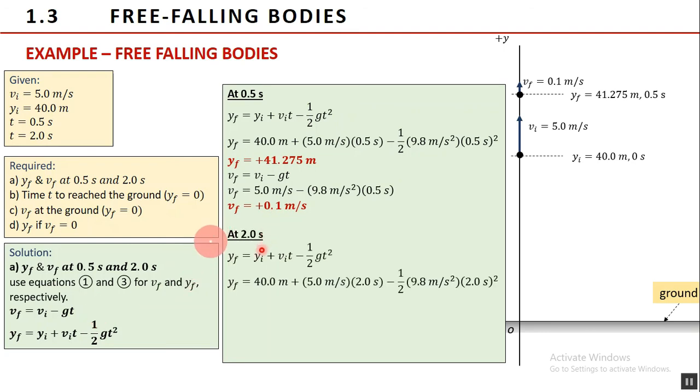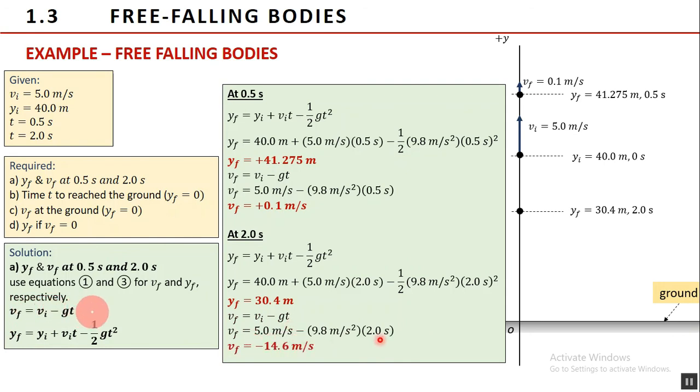At 2 seconds, we use the same formulas. So the final position is 30.4 meters, which is less than 40 meters, which means that the sandbag is already moving downward 2 seconds later. So later we will see that the velocity should be a negative value at this time. For the final velocity, v sub i minus gt, substituting the values, will give a final velocity of negative 14.6 meters per second. As expected, this negative sign indicates that at time 2 seconds the sandbag is already falling.